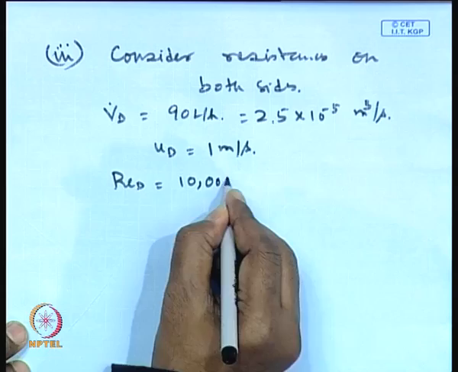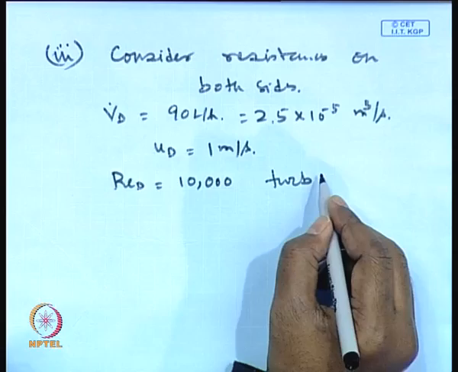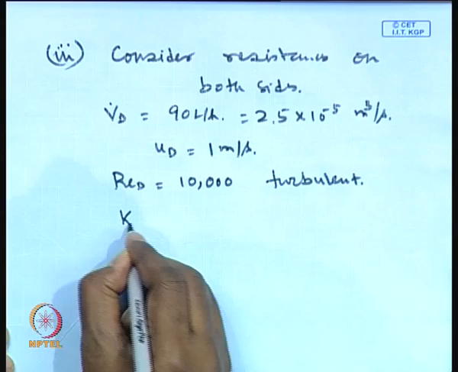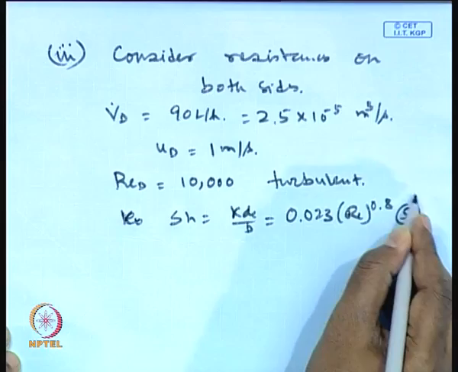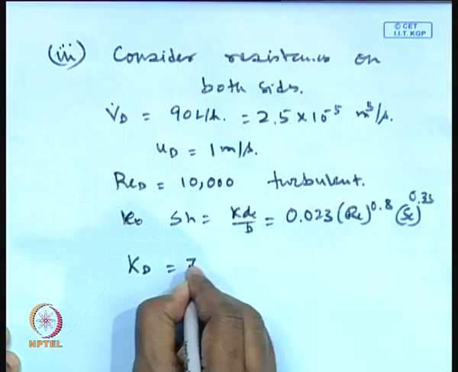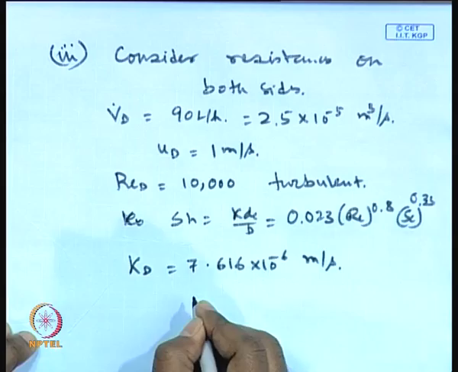So, I have selected the problem such that in one case it will be laminar flow, on the other side it will be turbulent flow. So, you will require the Sherwood number relationship as the Dittus-Boelter one, 0.023 Reynolds to the power 0.8 and Schmidt to the power 0.33. The calculation is straightforward, and the Kd turns out to be 7.616 into 10 to the power minus 6 meter per second for this particular case. So, there is no L there. You can calculate the Reynolds number, Schmidt number, etcetera, and it turns out to be this.